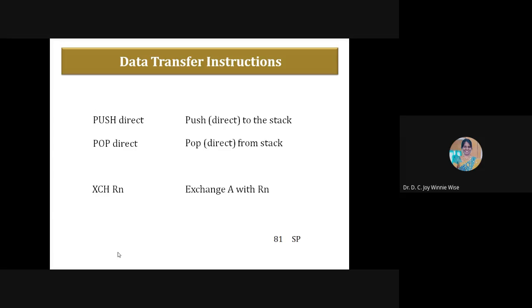And this is push and pop instruction. And then we have the exchange instruction, which is used to exchange the data between accumulator and register. Accumulator and register only.